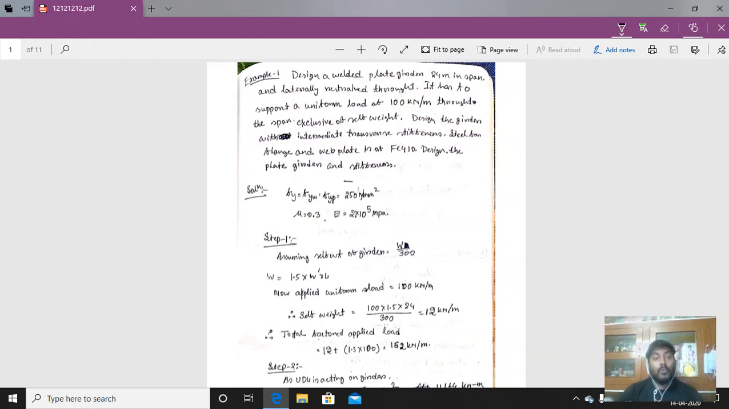Design the girder with intermediate stiffener. It has been specified here, with intermediate transverse stiffener. So we have to design the girder with the help of intermediate transverse stiffener. Steel for flange and web plate is Fe 410, that is also given. Design the plate girder and the stiffener. So we have to design the plate girder, the stiffener and the connection also. So let us proceed with the steps.